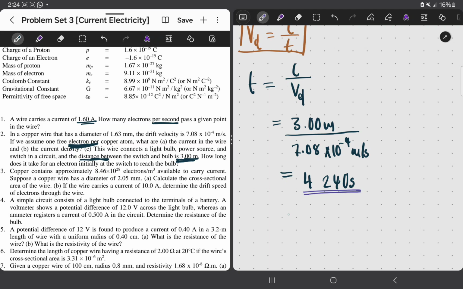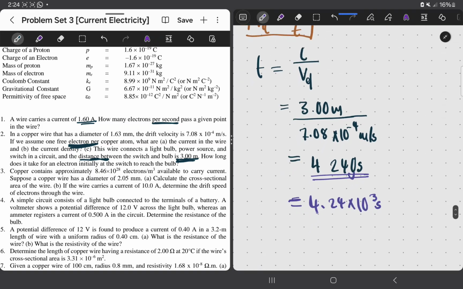Yes, you can put it as 4.24 times 10 to the positive 3 seconds, because you move 1, 2, 3 times, so it's 10 to the positive 3. This is going to be the time it takes. There we go, and this is our final solution. And this is it for number 2 anyway.